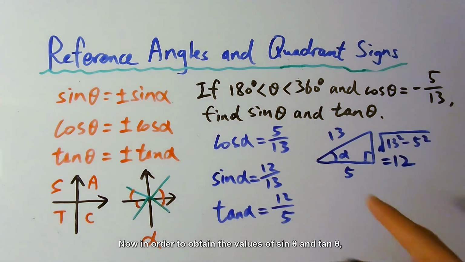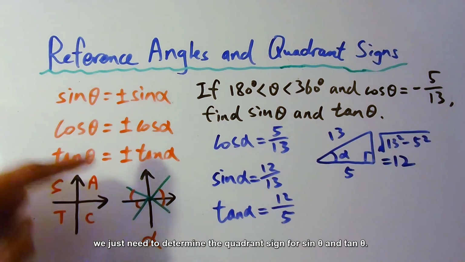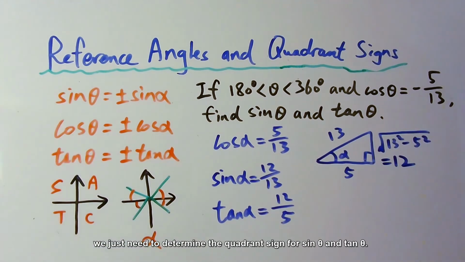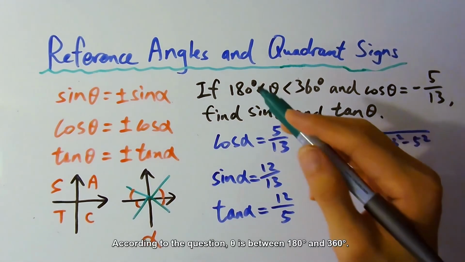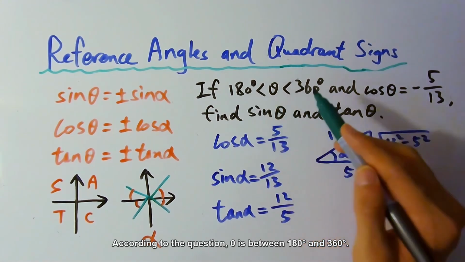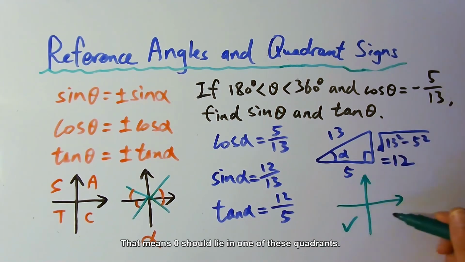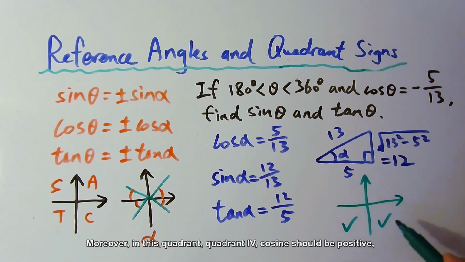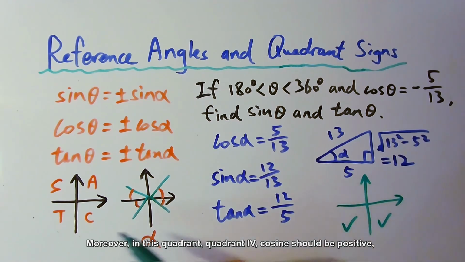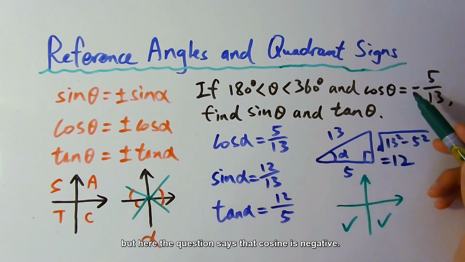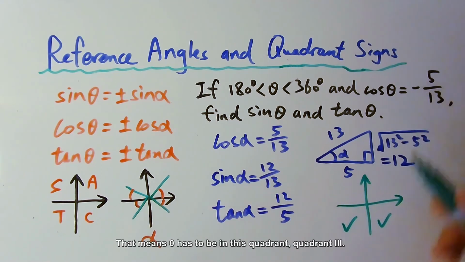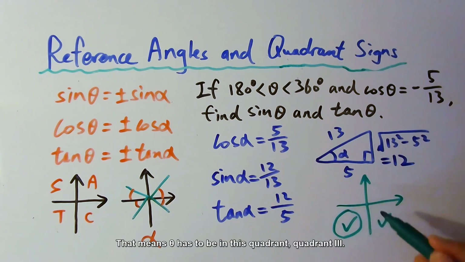Now in order to obtain the values of sine theta and tangent theta, we just need to determine the quadrant sign for sine theta and tangent theta. According to the question, theta is between 180 degrees and 360 degrees. That means theta should lie in one of these quadrants. Moreover, in this quadrant, quadrant 4, cosine should be positive. But here the question says that cosine is negative. That means theta has to be in this quadrant, quadrant 3.